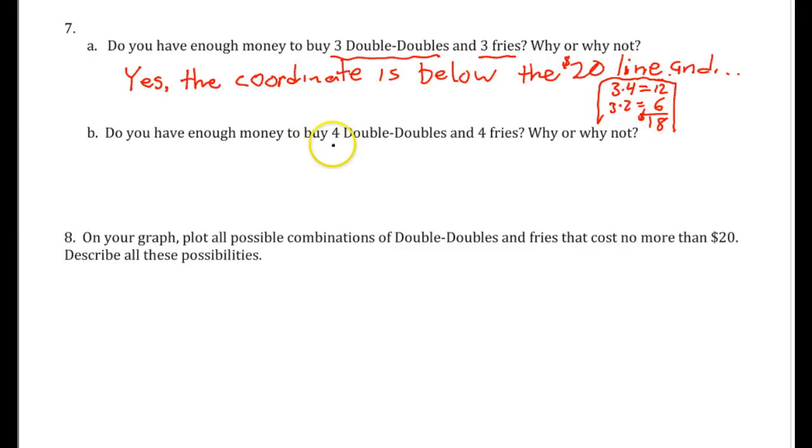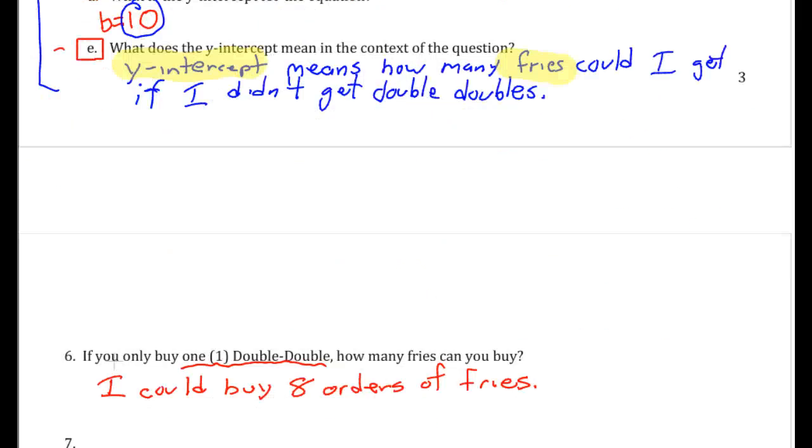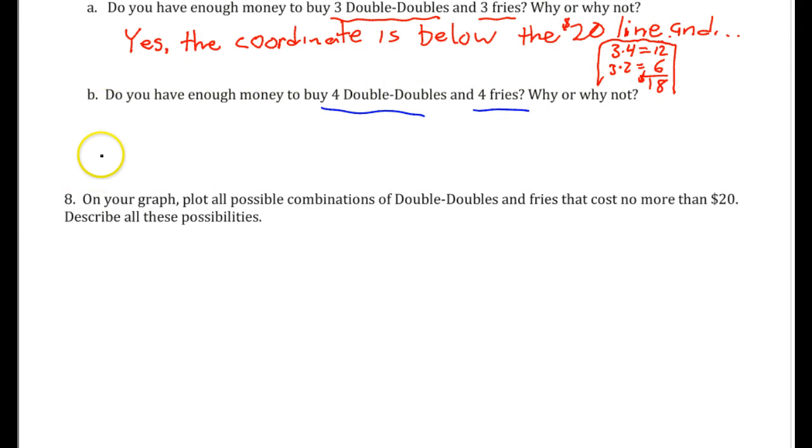Do you have enough money to buy 4 double-doubles and 4 fries? All right, use the graph. 4 double-doubles right here, 4 fries right here. It's above the $20 line, so you know that that's more than $20. Go ahead and explain that in the same way. No. The coordinate.